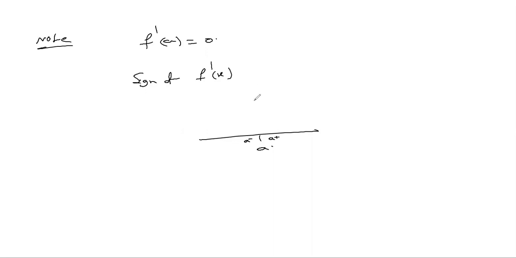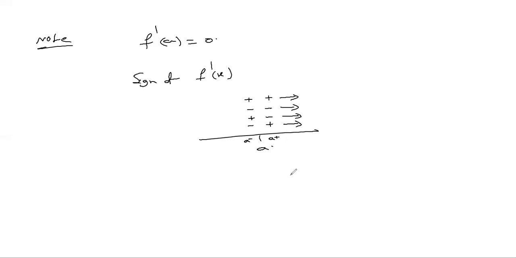Listen, if the right hand limit is f of a plus, what about f dash of a plus? I am taking f dash of a plus as positive here. F dash of a minus is positive, and both are negative. This is positive, this is negative, this is negative, this is positive. Then what about this? Local maxima or local minima? We have to comment. Listen carefully.